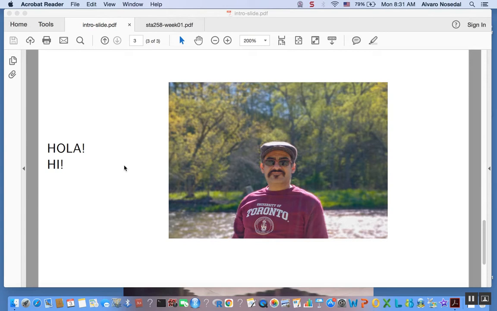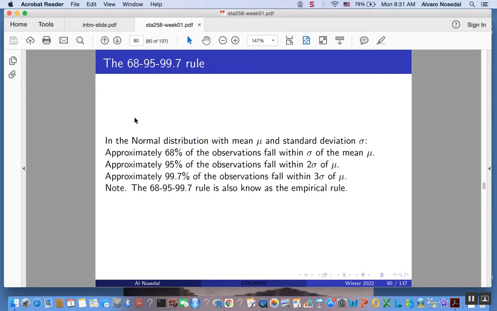Let's begin. Okay, so we said point number 1. We are going to talk about the 68, 95, 99.7 rule. What this rule states is that if you have a normal with mean mu, a Greek m, and standard deviation sigma, a Greek s, then between mu minus sigma and mu plus sigma, you will have roughly 68% of the observations.